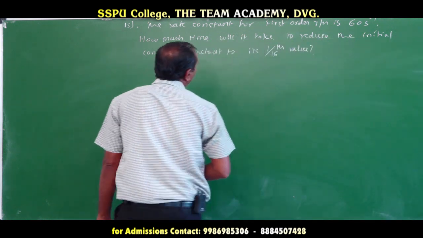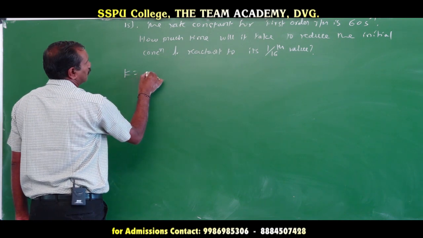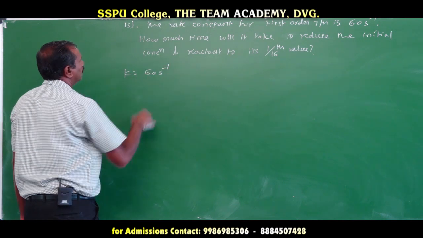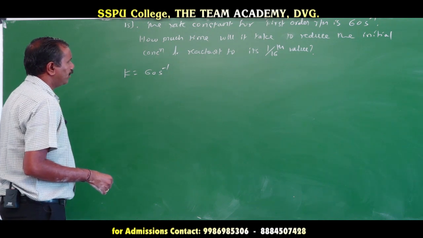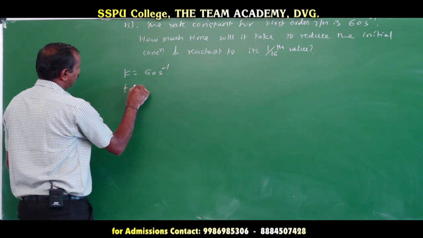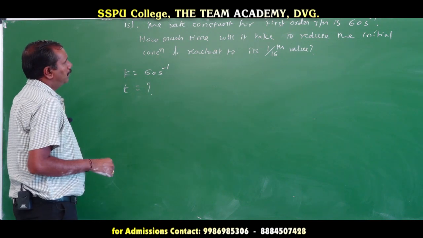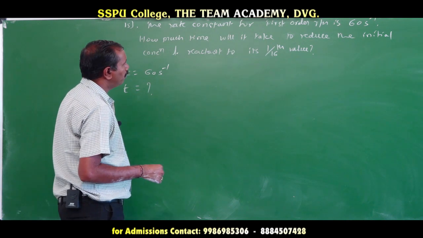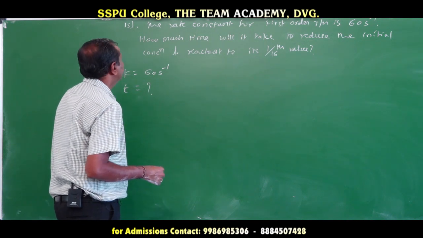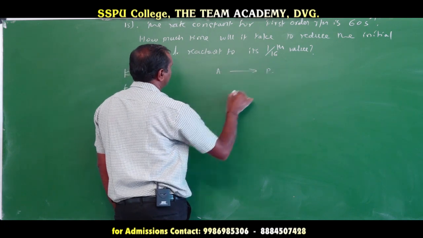The rate constant for a first order reaction is given, where the K value is 60 per second. How much time is required to reduce the initial concentration of the reactant? That is what t we have to find out, when the concentration of the reactant decreases to 1/16 value.